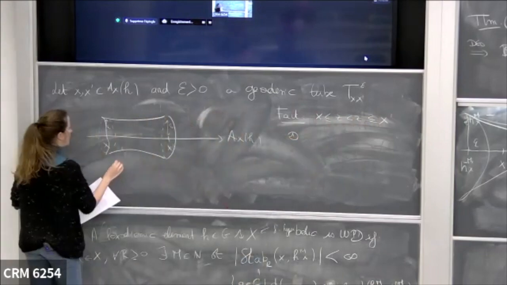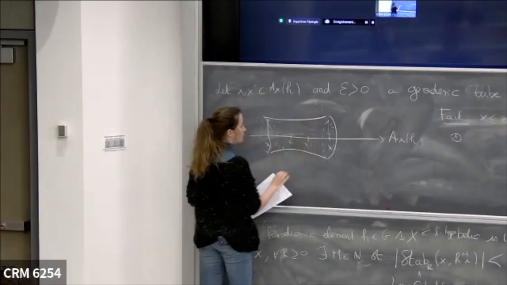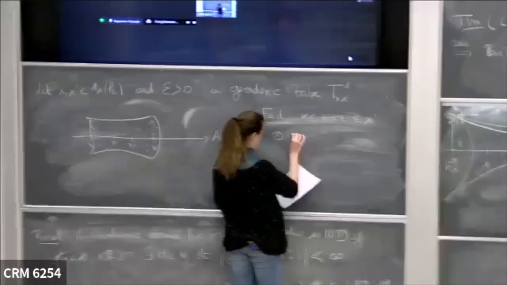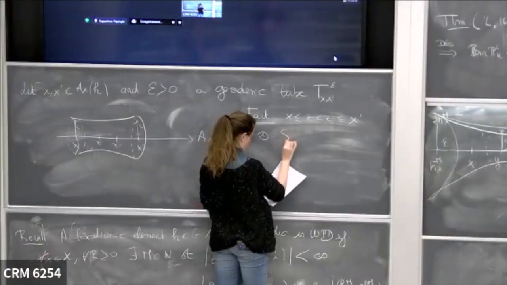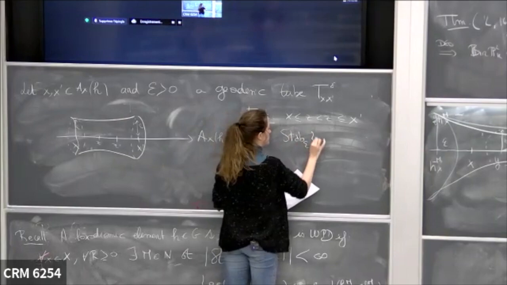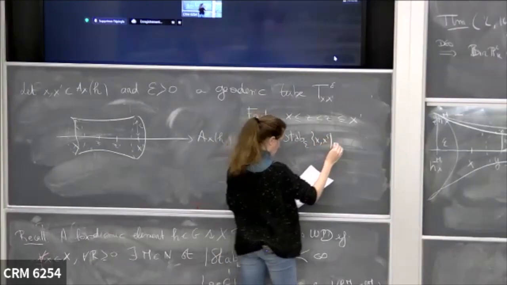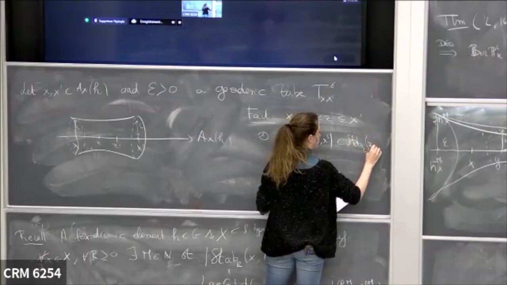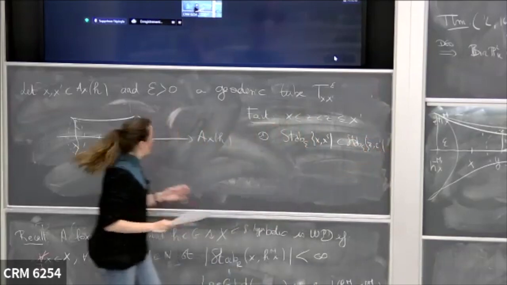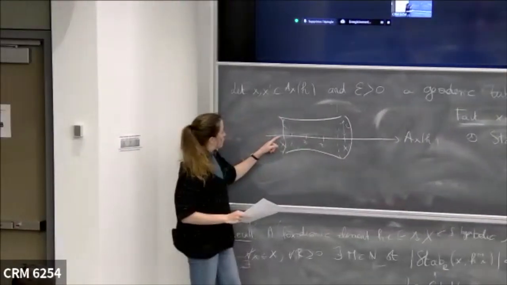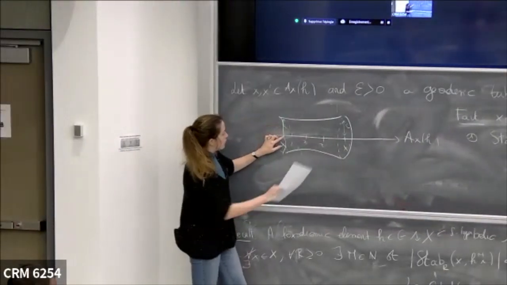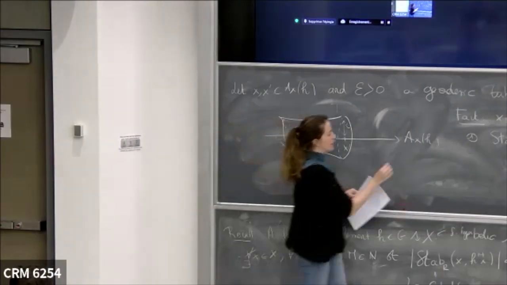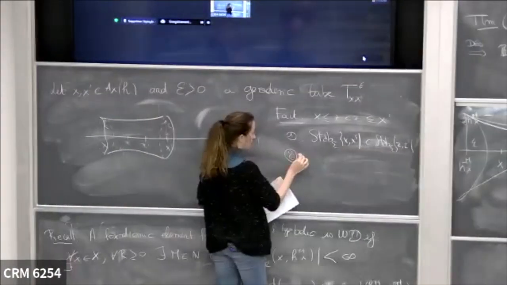So if I take here Z and here Z prime, if I look at the tube, first of all, the epsilon stabilizer of X and X prime will be included in the epsilon stabilizer of Z and Z prime. So by the argument I gave before, if you moved these 2 points not so much, then you will not move this point so far. This is by convexity, by strict convexity.